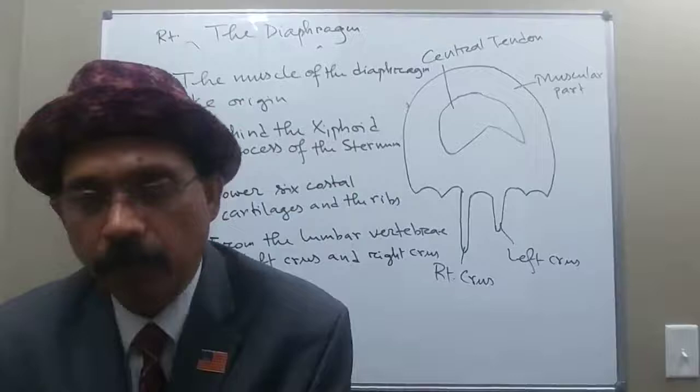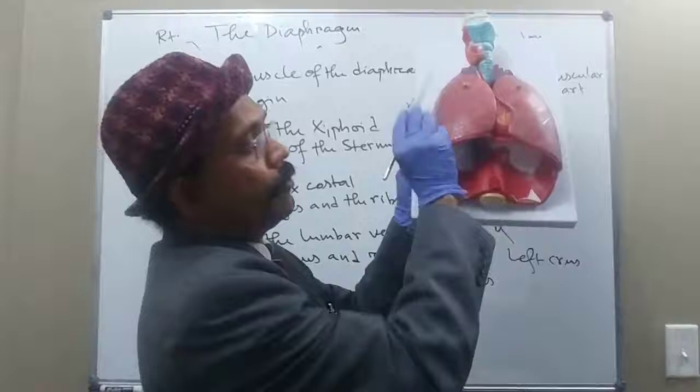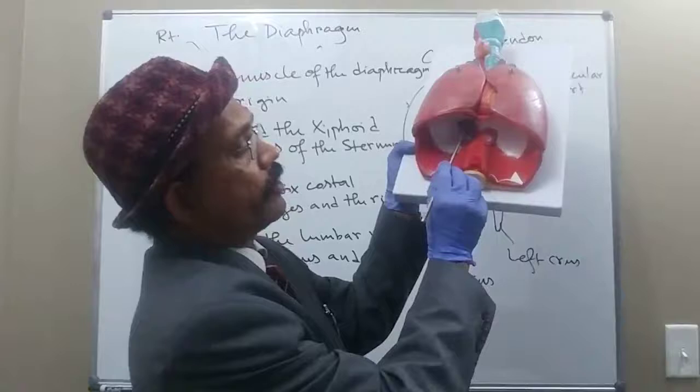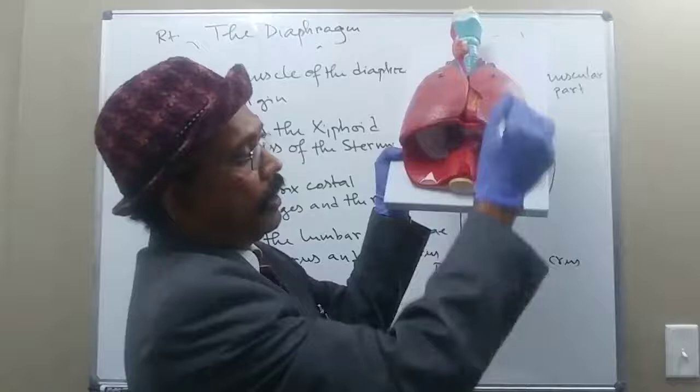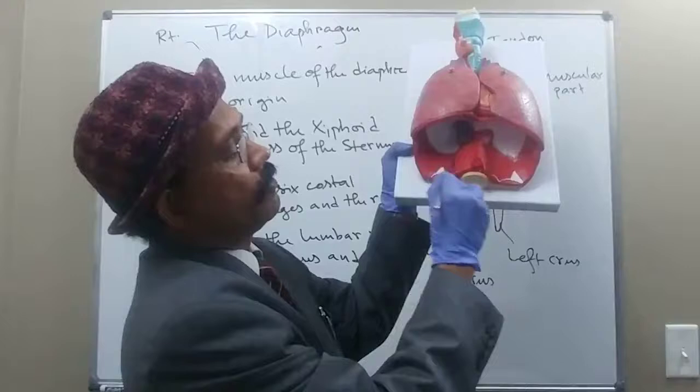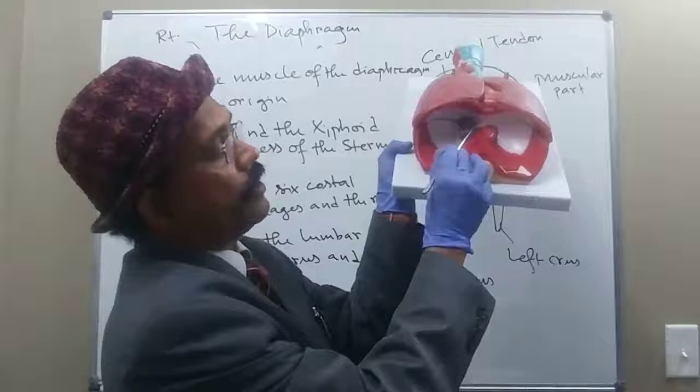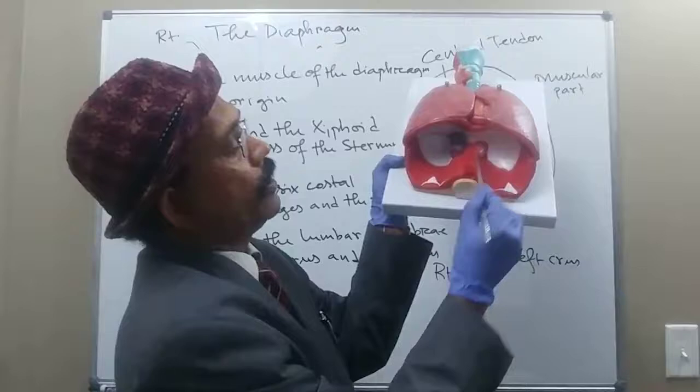So if we go to this model, this is the diaphragm. Lung is above, heart is above the central tendon area. Central tendon also extends to the dome of the diaphragm, just immediately below the lungs. This is the diaphragm, the partition between the thorax and the abdomen. This is the central tendon. We have multiple openings like the vena cava opening, esophageal opening, aortic opening. These are the major openings.